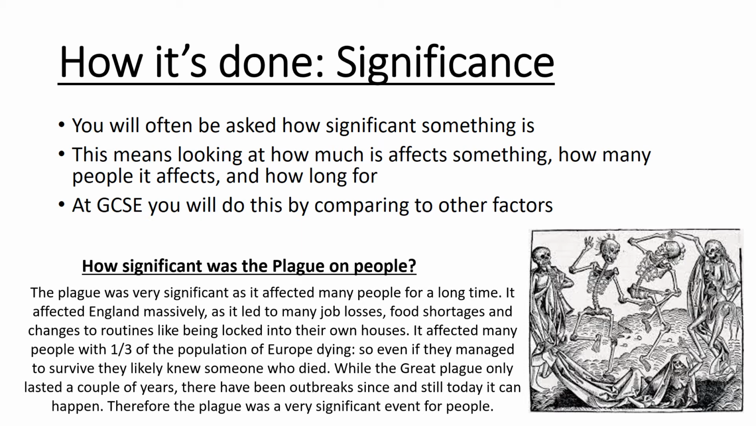It affected many people, with 1/3 of the population of Europe dying. So even if they managed to survive, they likely knew someone who had died. And while the Great Plague only lasted a couple of years, there have been outbreaks since, and still today it can happen. Therefore, the plague was a very significant event for people. So there you go. I've talked about how it affected people and how much, how long for, and how many people it affected.